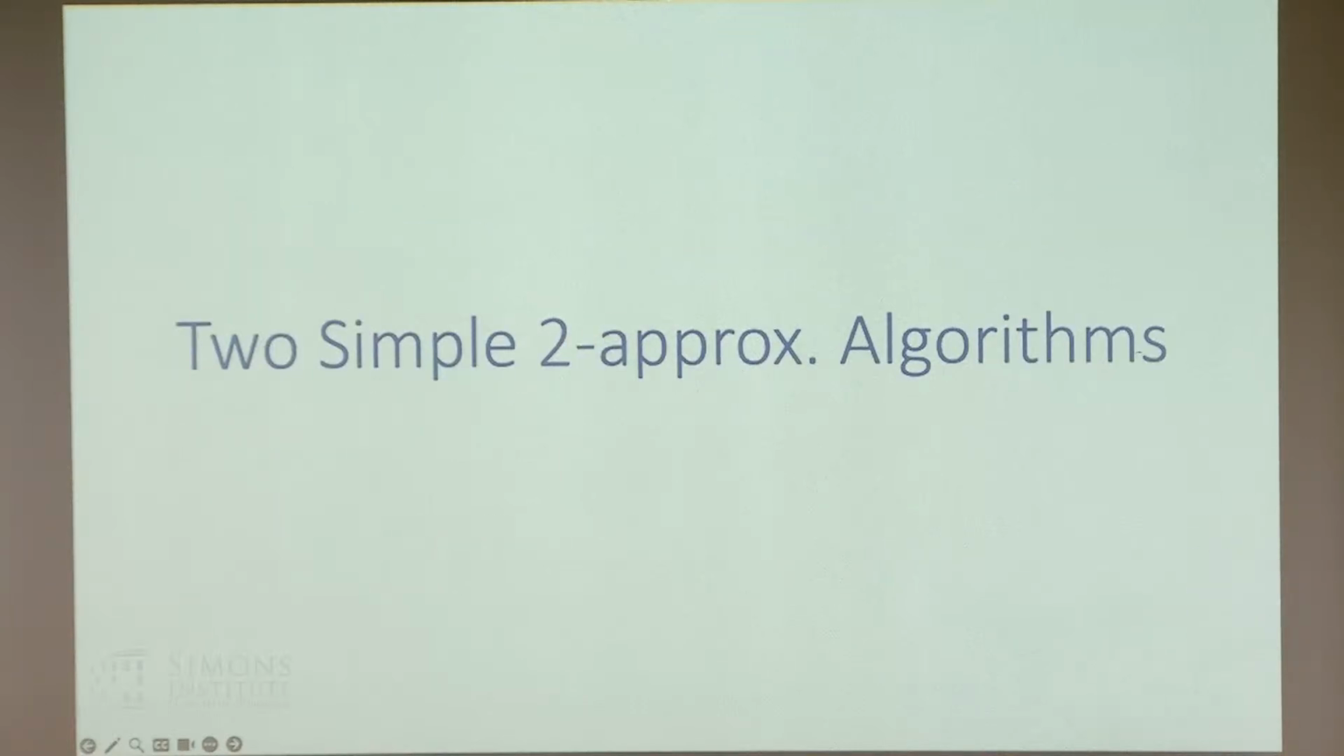So I'll first start with two approximation algorithms, which are simple, and they kind of behave differently. One is good for some specific instances. The other one is good for kind of opposite instances, and then we'll see how we can mix them to go beyond two.